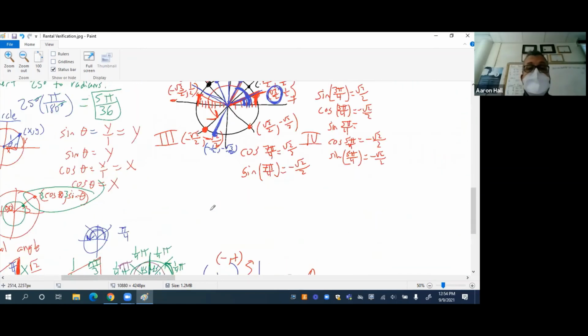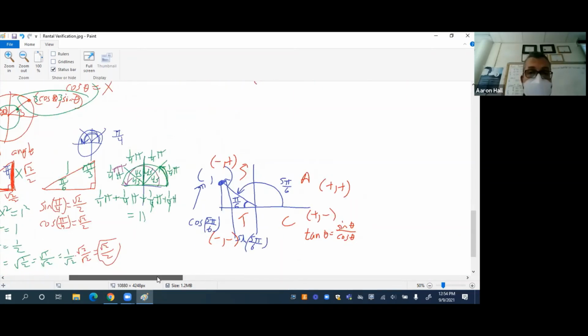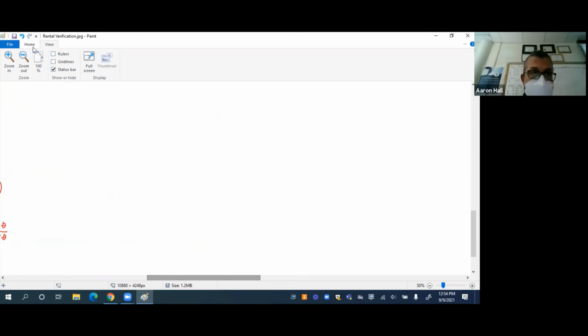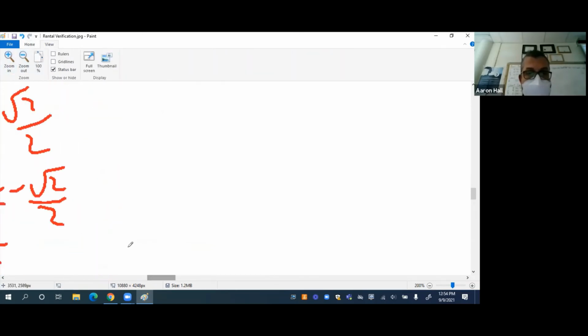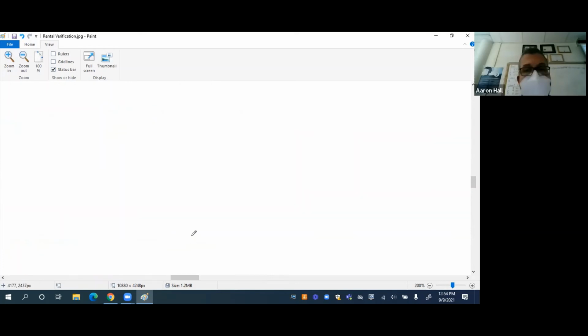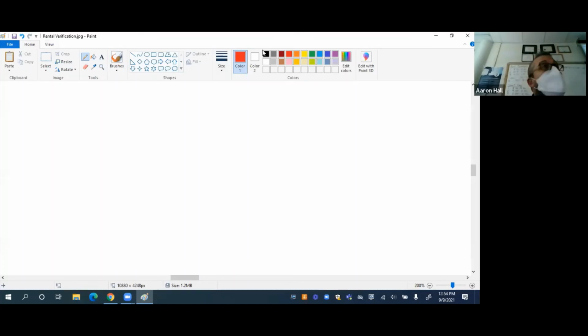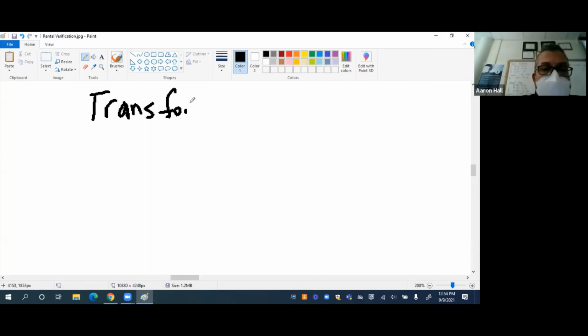All right, so one last thing we're going to talk about: transformations. Let me zoom in on this. I know I'm covering so much stuff. If you are not familiar with these things, it just means you're going to have to do more study. It doesn't mean it's impossible, just more study. Right now, we're doing transformations.